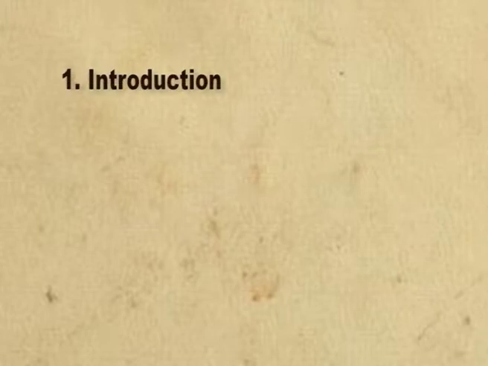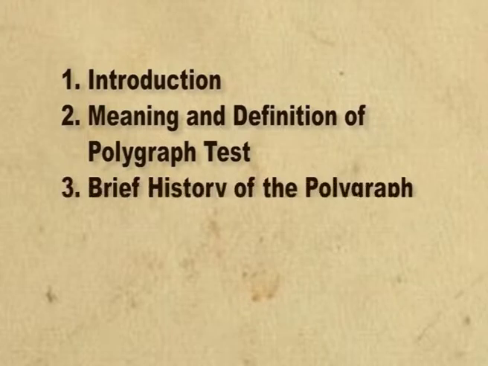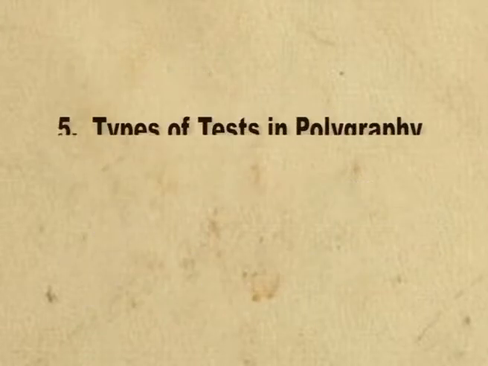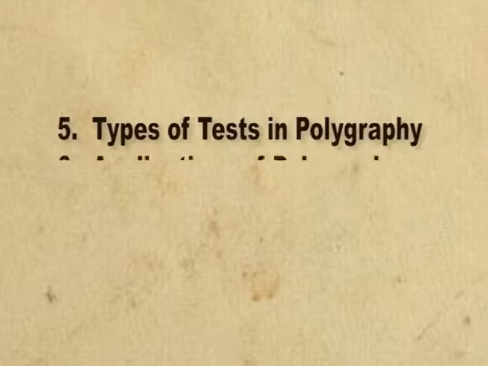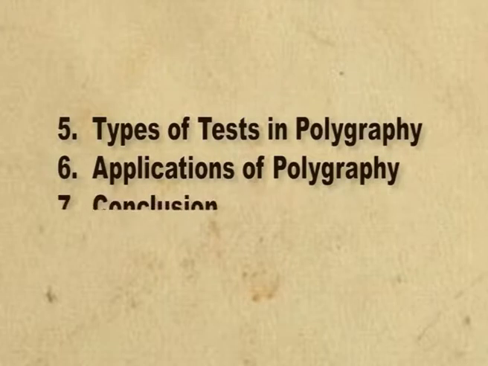Before we start our chapter with the introduction of this chapter, let's look at the other modules we will study in this chapter. Module 1 Introduction, Module 2 Meaning and Definition of Polygraphy Test, Module 3 is regarding brief history of the polygraphy test, Module 4 is regarding procedure for conducting polygraph test, Module 5 is regarding types of test in polygraphy, Module 6 is regarding applications of polygraphy, and the last module, which is Module 7, is about the conclusion.